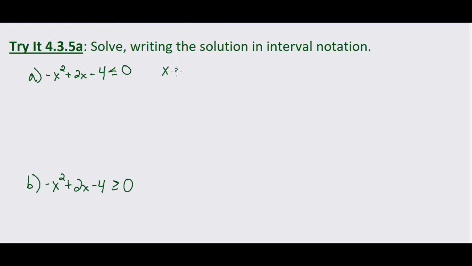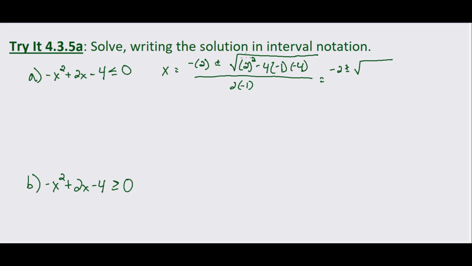So x equals -2 plus or minus the square root of 2 squared minus 4 times a, in this case -1, and c is -4, all over 2 times -1, 2a. So that equals -2 plus or minus the square root of, well, this is 4, minus 4 times -1 times -4, which is 16. So this is 4 minus 16 all over -2.